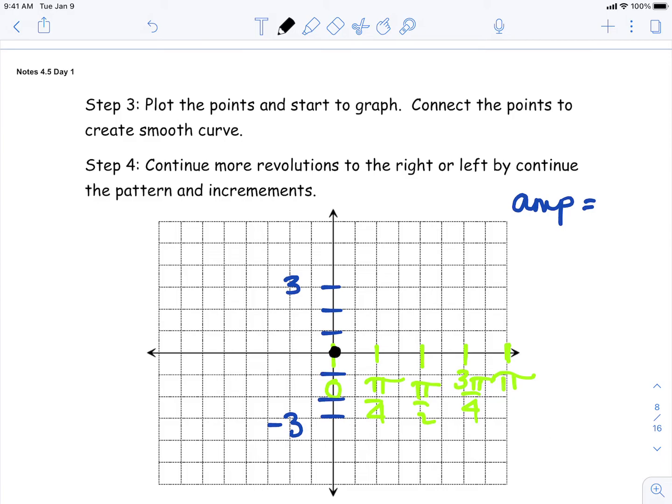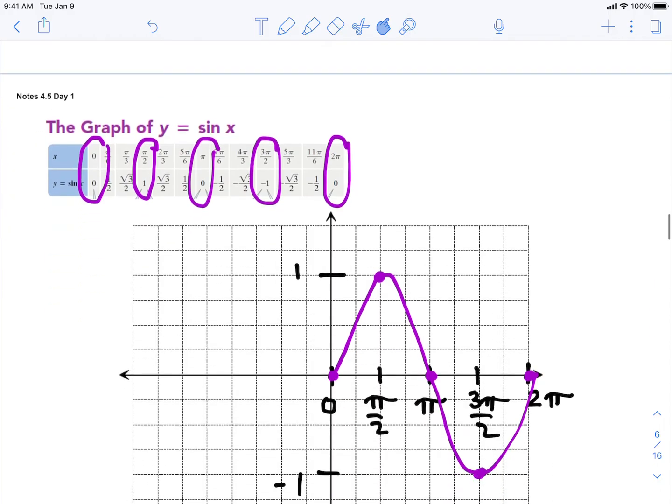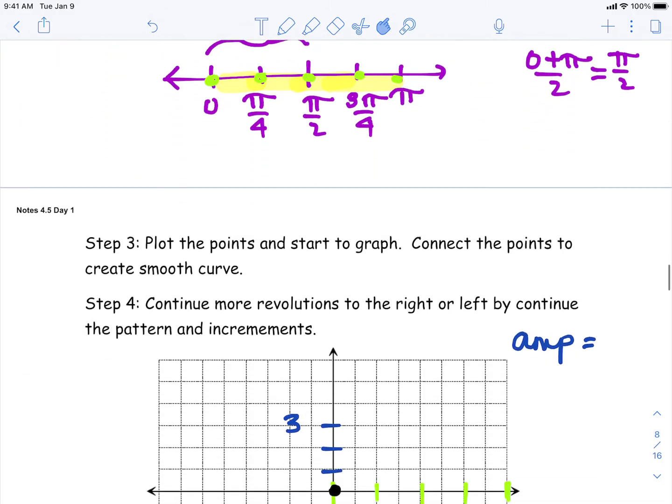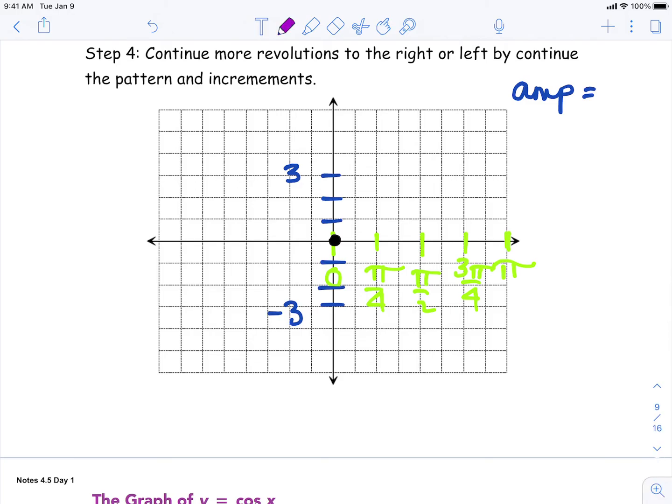And now we're going to follow that pattern like we did here in the purple. It goes up to the top, comes back down to 0, down to the bottom, and then back to 0. So we'll just follow that same pattern. So at pi over 4, we're up to the top. At pi over 2, we're at the middle. At 3 pi over 4, at the bottom, and then back to the middle. So there are 5 endpoints. We're going to connect the curve.